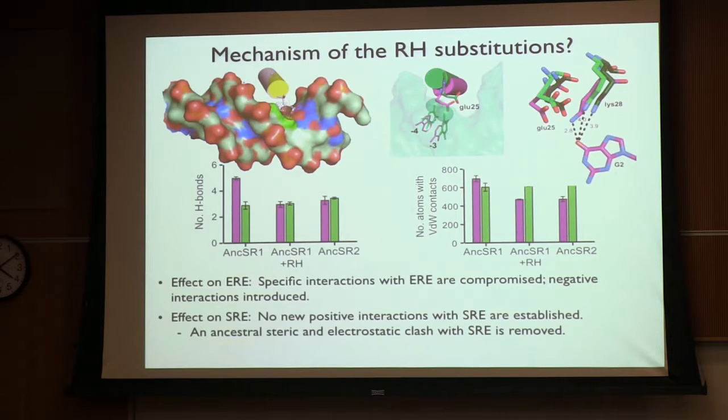So the take-home message from this is that the key determinants of specificity are not positive interactions, but are negative interactions. And the shift in specificity evolves by negative mechanisms, that is, relieving ancestral negative interactions and introducing new negative interactions to different response elements, thus changing the affinity.